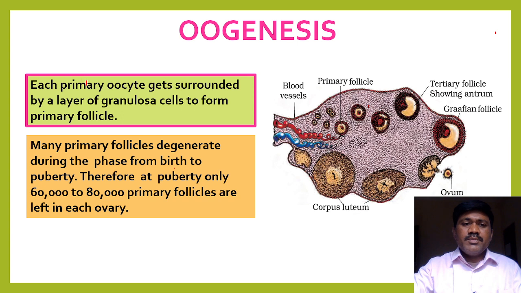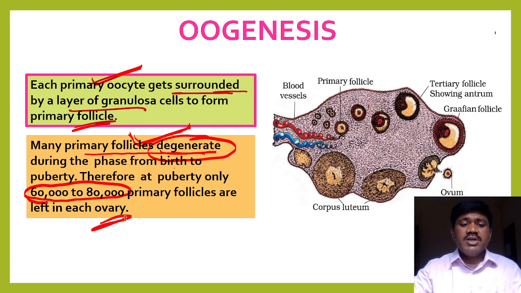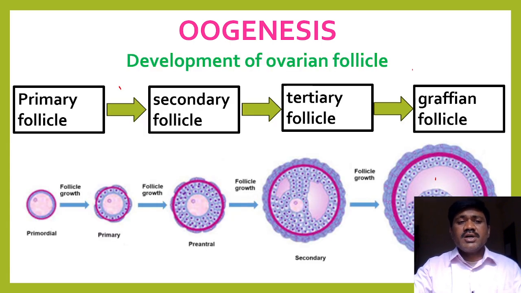First, primary oocytes are there. These primary oocytes are surrounded by one single layer of granulosa cells. So these are called primary follicles. Now a primary oocyte is there in the primary follicle. When the female baby is born, how many primary follicles are there? Millions of primary follicles are there in the ovary. But between birth and puberty, many primary follicles degenerate. Only 60 to 80,000 primary follicles will be left in each ovary.